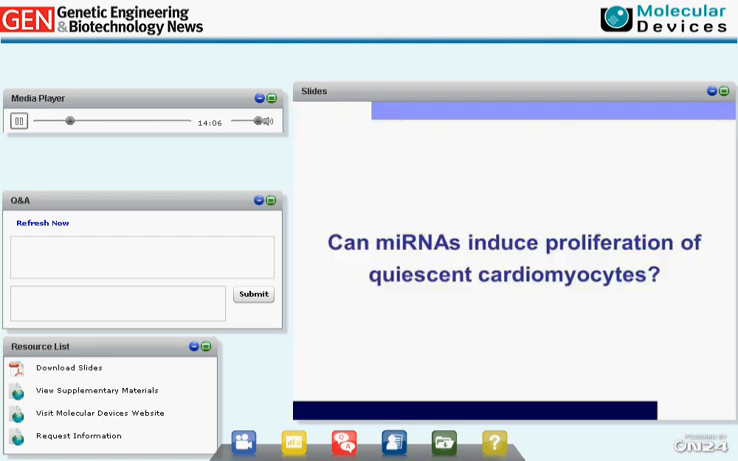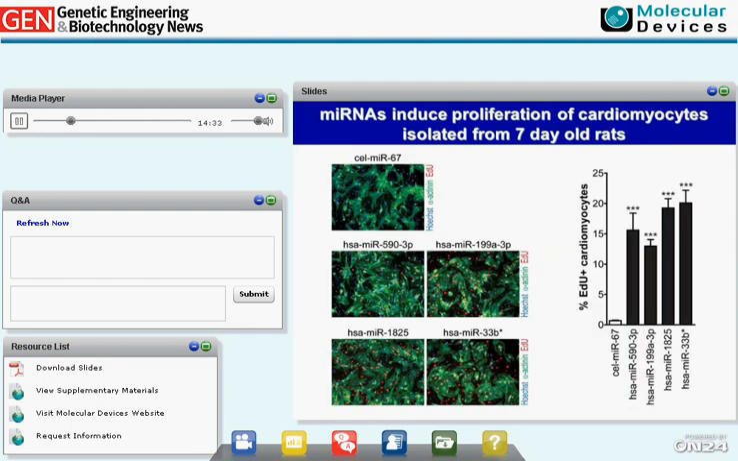Another very interesting question is whether these microRNAs can induce the proliferation also of quiescent cardiomyocytes. All the work that I've shown you so far is using neonatal cells. These cells have still a residual capacity to proliferate, and so it's easier to extend this proliferation window than actually to promote a cell that is quiescent and to induce it to proliferate. So as our first approach to look into this, we decided to isolate cells from 7-day-old rats. As I told you in the beginning, the proliferation of the cardiomyocytes decreases very rapidly after birth.